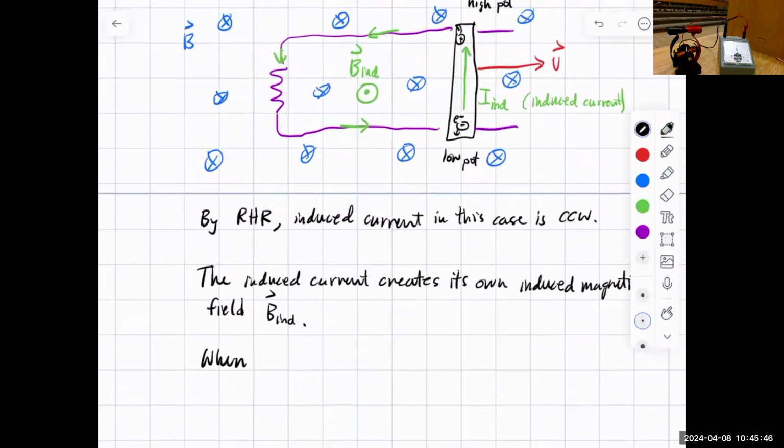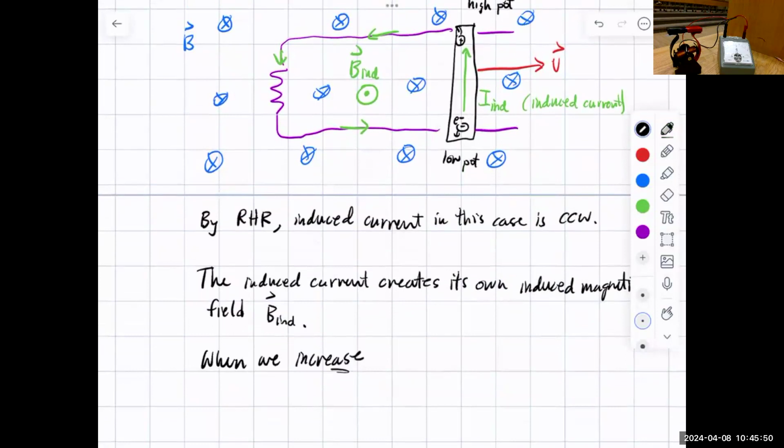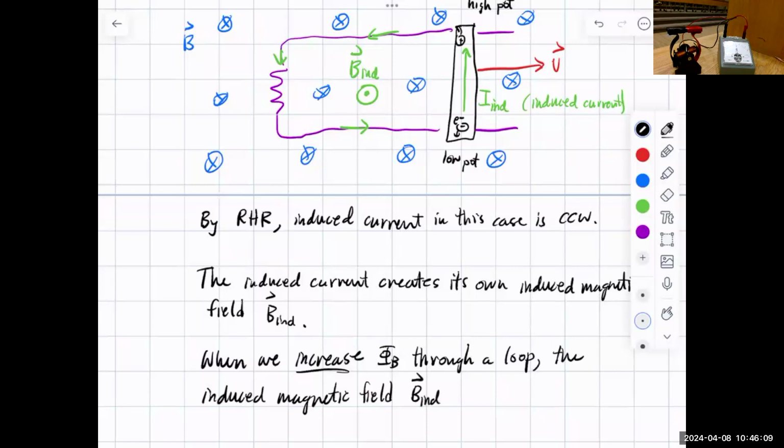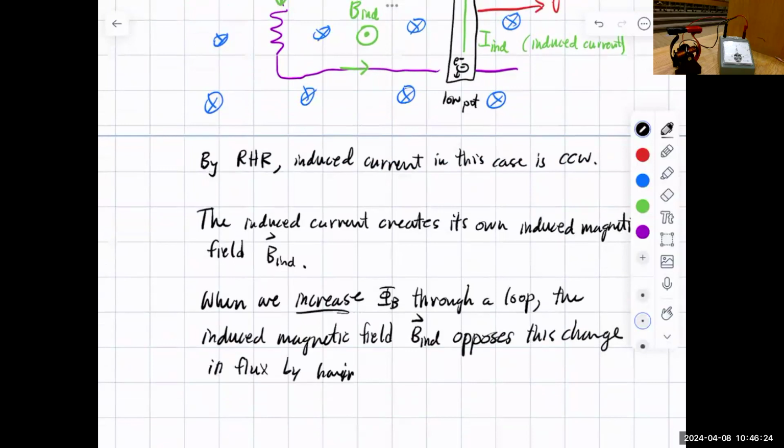So when we increase the magnetic flux through a loop, the induced magnetic field, B induced, opposes this change in flux by having a direction that is opposite to the direction of the original field.